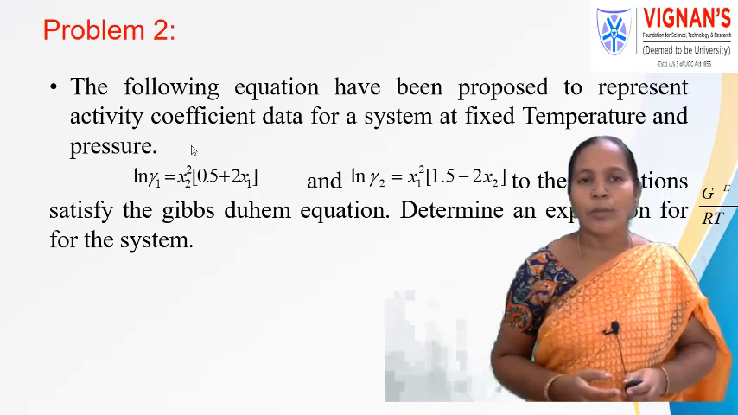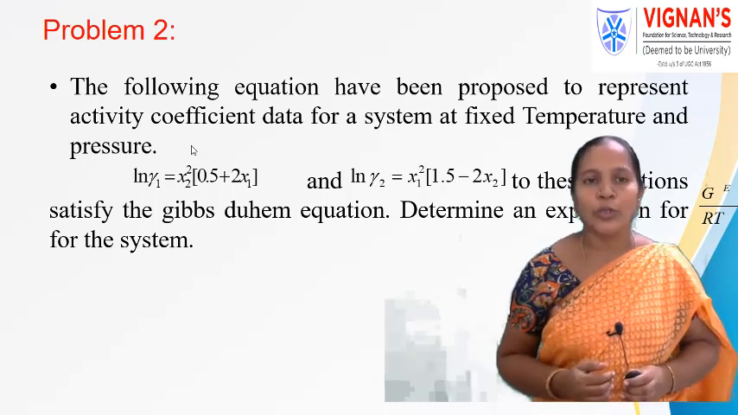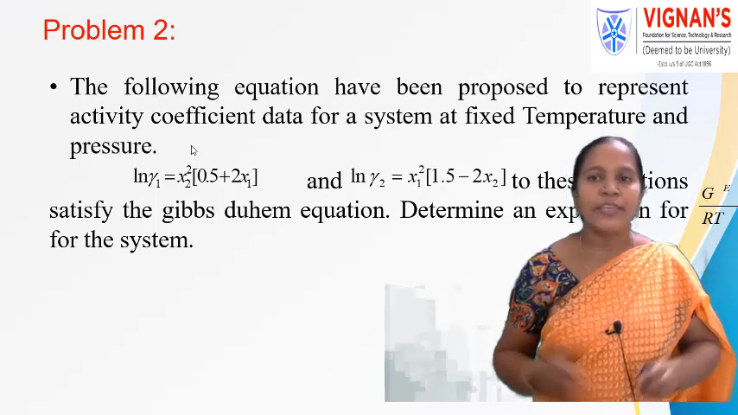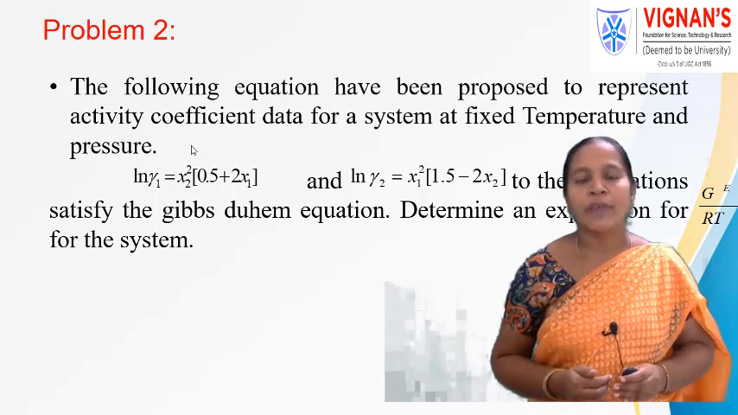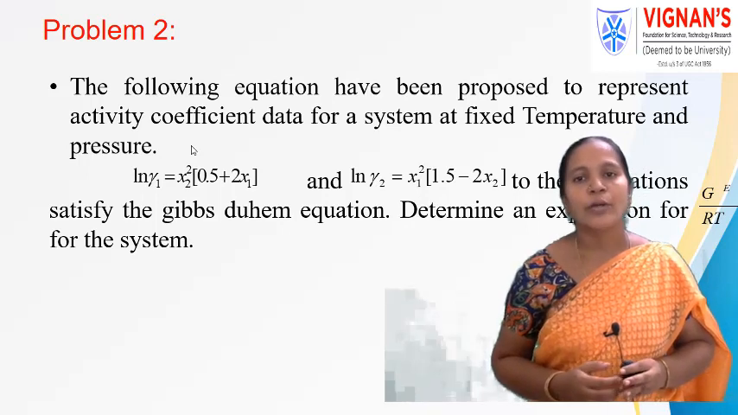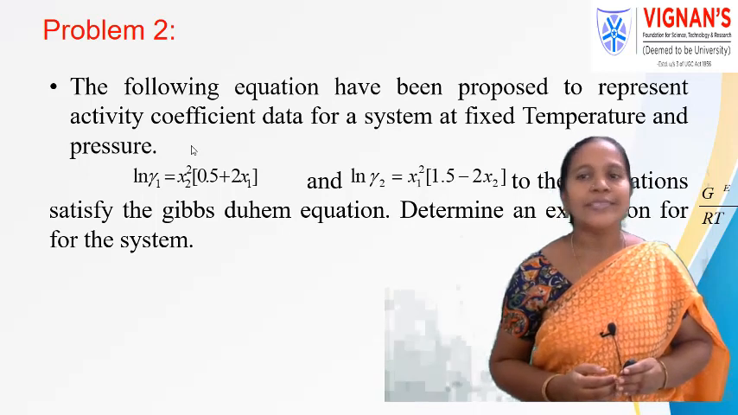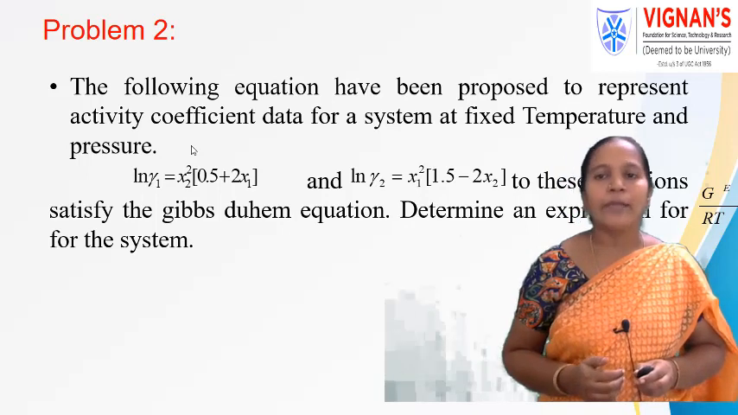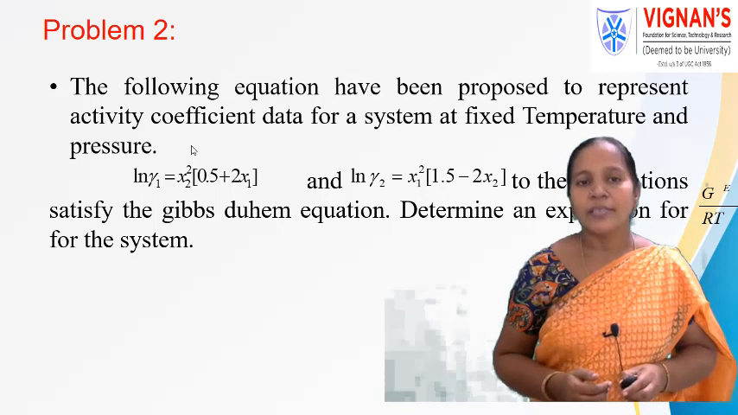Now coming to one more problem. The following equations have been proposed to represent activity coefficient data for a system at fixed temperature and pressure. ln gamma 1 = x2 squared times (0.5 + 2x1) and ln gamma 2 = x1 squared times (1.5 - 2x2). Do these equations satisfy the Gibbs-Duhem equation? Determine an expression for GE/RT for the system.